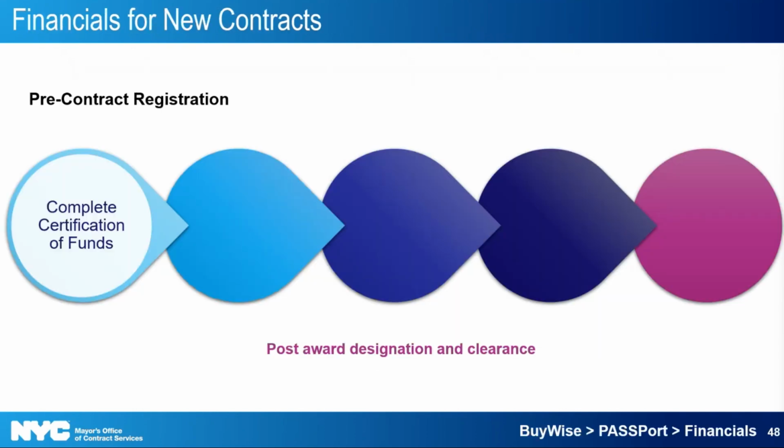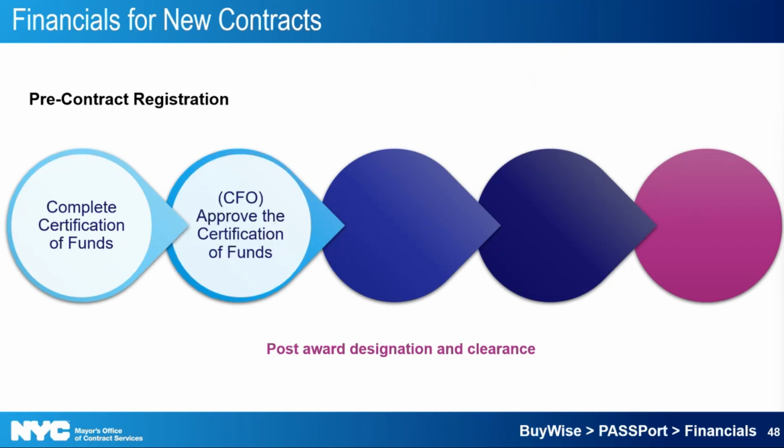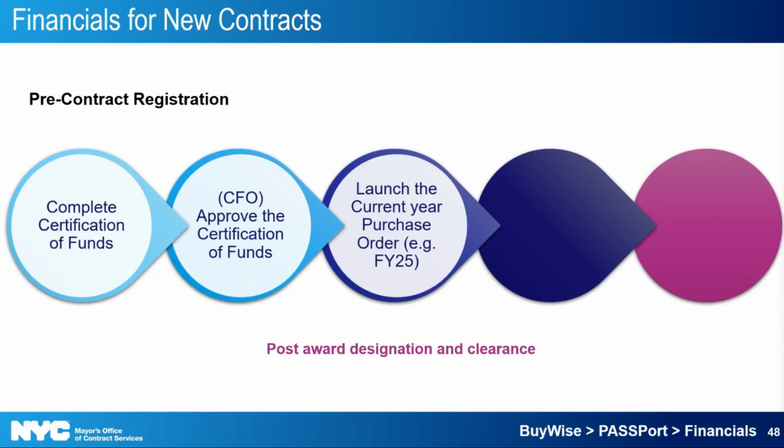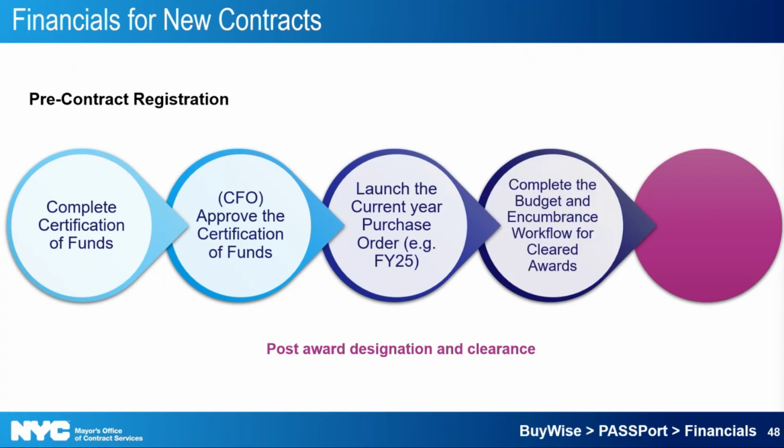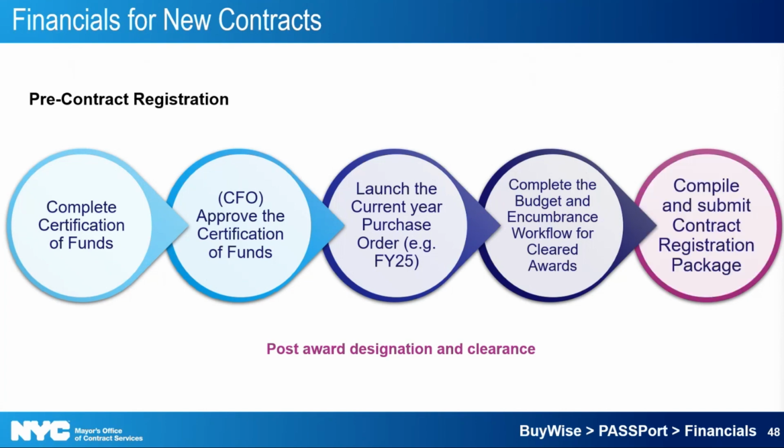To budget for a new contract, agencies first must complete the certification of funds and then approve them. Then you may launch the purchase order for the current fiscal year. The PO will switch to active status on July 1st. Once active, it can be invoiced against. Once the PO has been launched, the budget and encumbrance workflows should be completed for the cleared award amounts before the contract registration package is compiled and submitted to the comptroller.